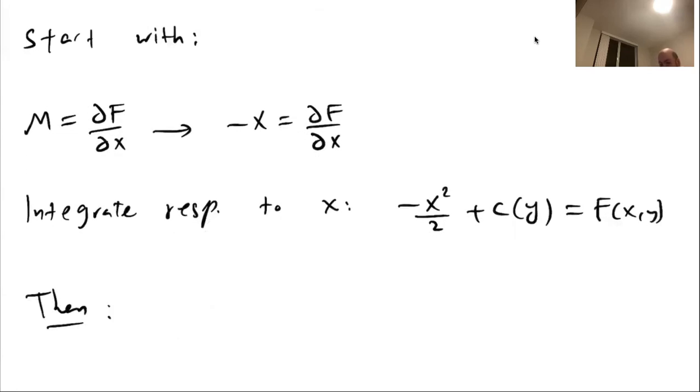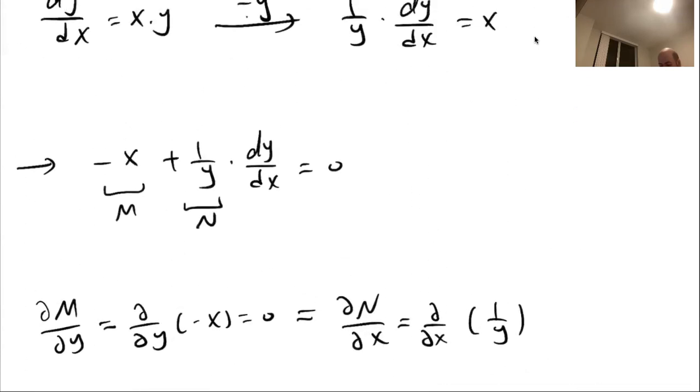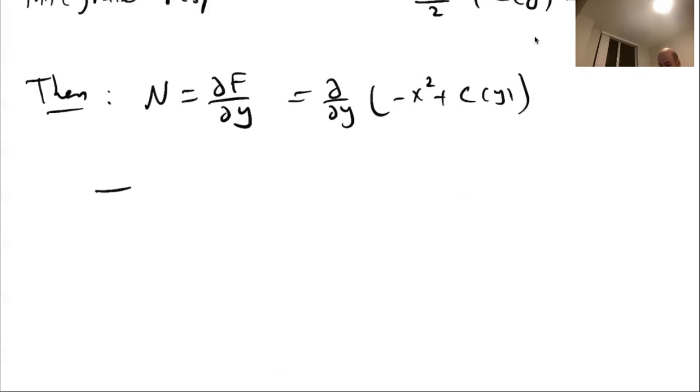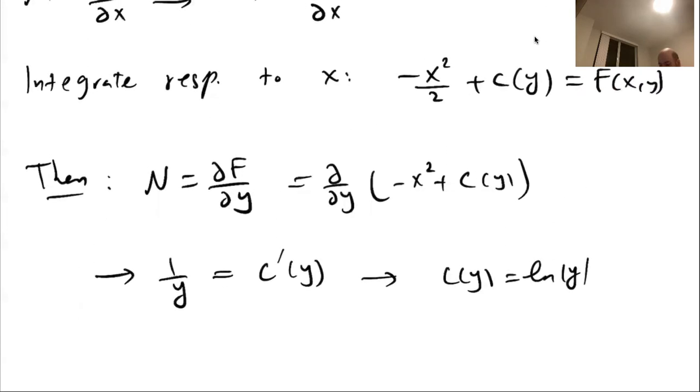Then we need to find c of y using the other condition, which was N equals df/dy, equals d/dy of minus x squared over 2 plus c of y. And what was N? N was 1 over y. So 1 over y equals the derivative of minus x squared over 2 with respect to y, which is 0, plus c prime of y. So c of y equals ln absolute value y plus d.